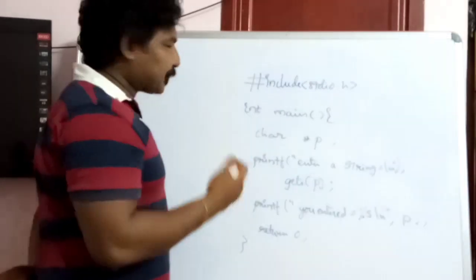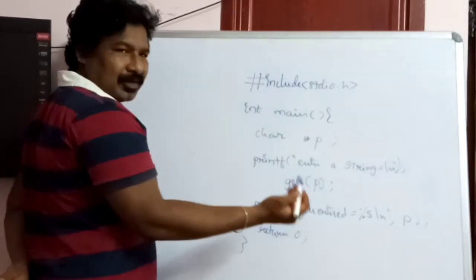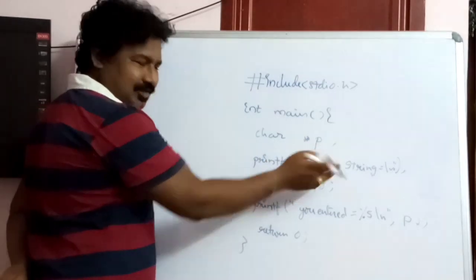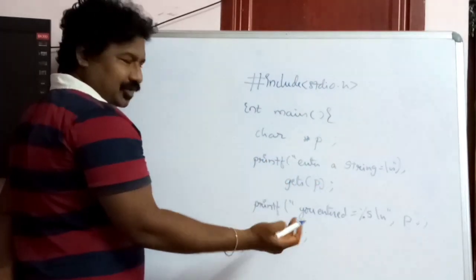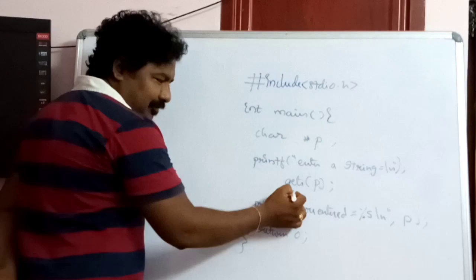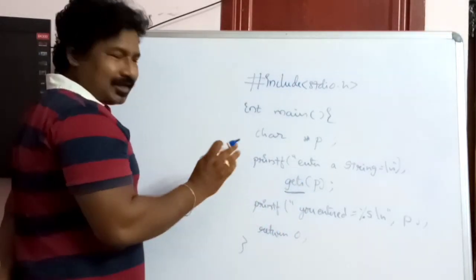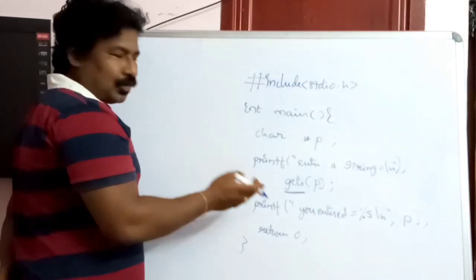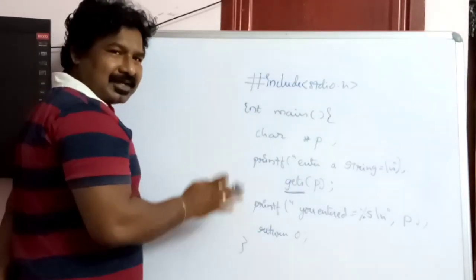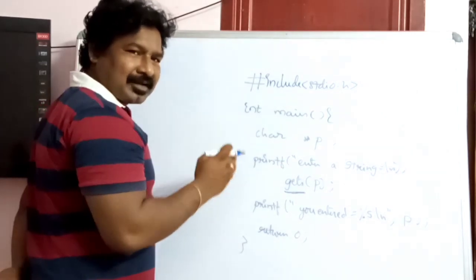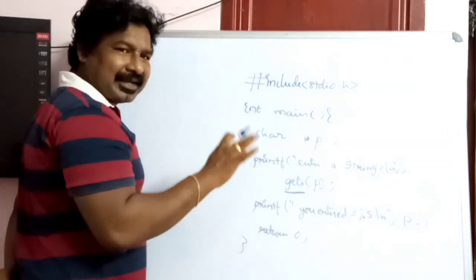Okay friends, see this program. In this program I have declared a character pointer called p, and I'm asking to enter a string. When the user enters the string, I'm reading that string with the gets function. We have already discussed this gets function. How is gets different from scanf? Scanf reads strings only up to a space. If there are spaces in the string, it cannot read the entire string.